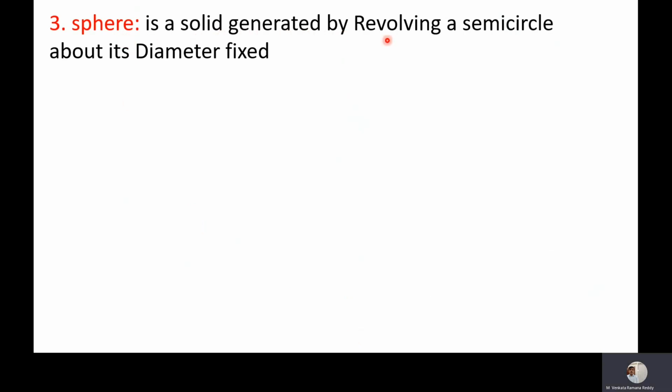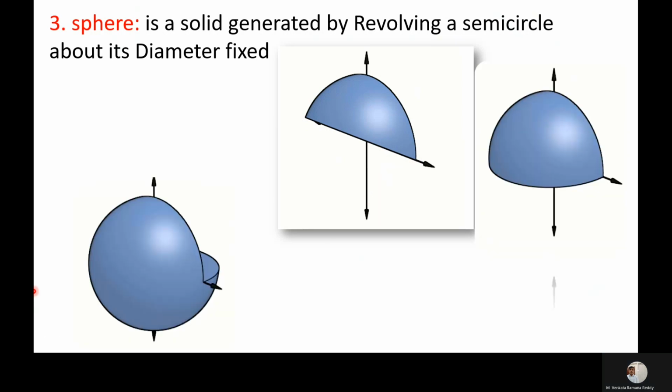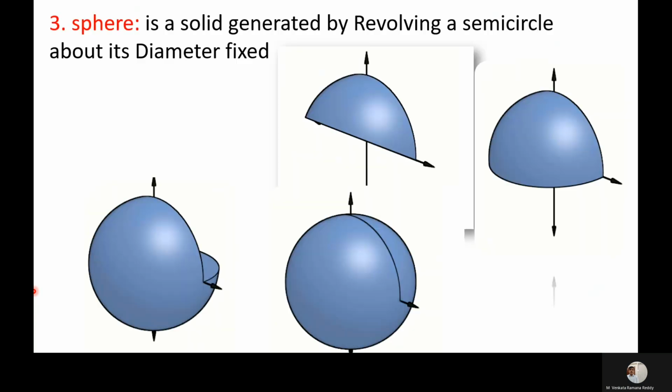Sphere is a solid generated by revolving a semicircle about its diameter, which is fixed. Here this is the diameter of the semicircle. By fixing this diameter and rotating the semicircle, the generated surface is called the sphere.